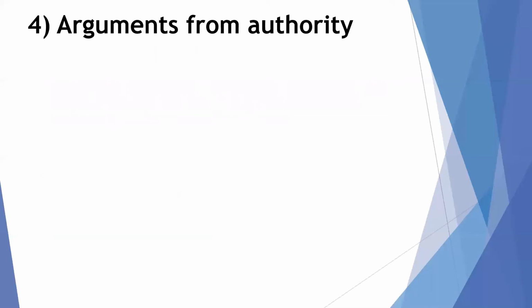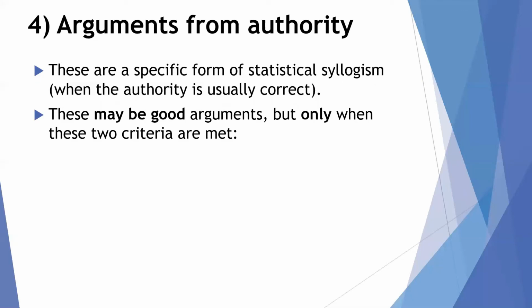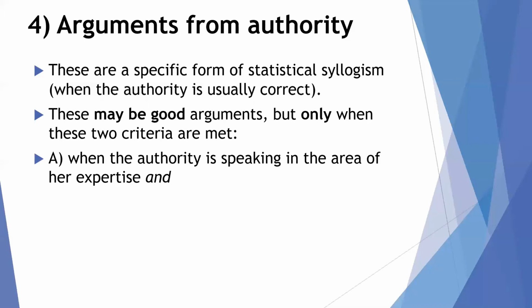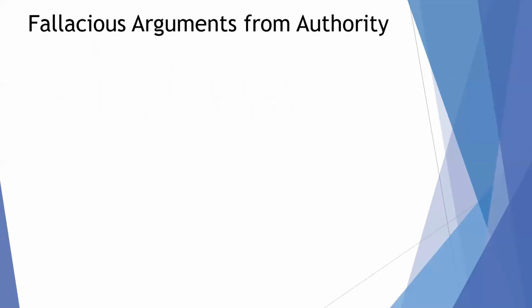A fourth inductive argument form is an argument from authority. Now, these are technically a specific form of statistical syllogism, and that is when the authorities in the area are usually correct. And they can be good arguments, sometimes they can be bad, but they can be good only when 2 criteria are met. When the authority who is speaking in the area of her expertise, that has to be the case. And also there has to be agreement among authorities about that particular issue.